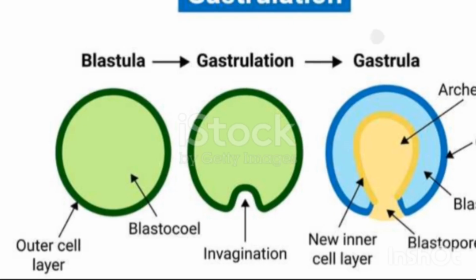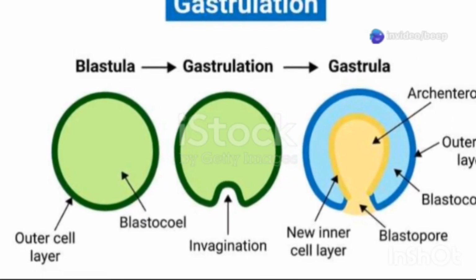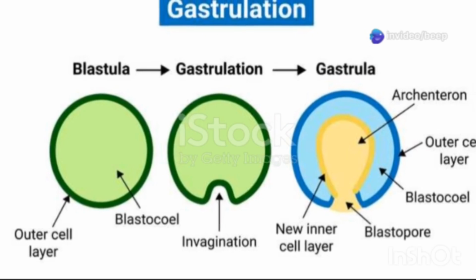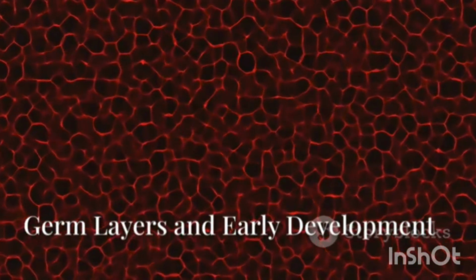The inner cell mass forms 2 distinct layers, the epiblast and the hypoblast, setting the stage for the next major milestone: gastrulation. Gastrulation transforms the bilaminar disc into a 3-layered structure called the gastrula.